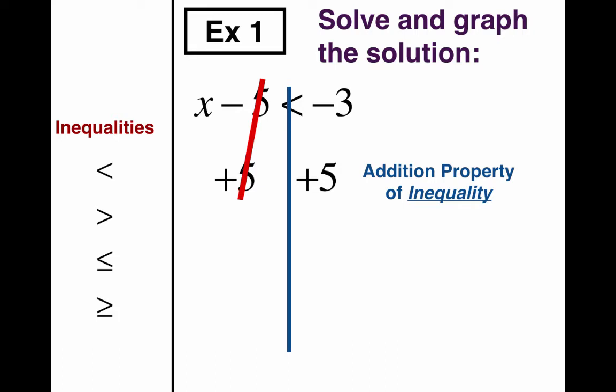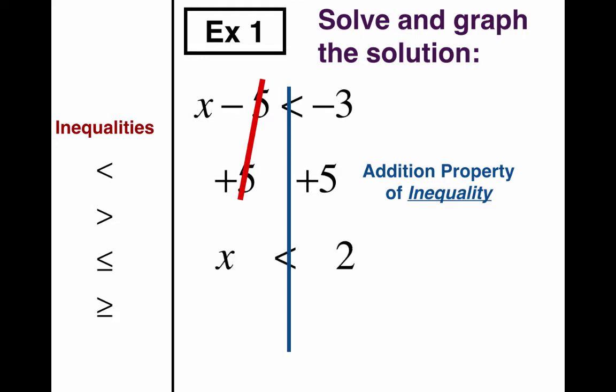And I was going to put a little note here. I wanted to re-verify that you understand that inequalities are when you have any less than or greater than symbols. If this had just been a regular equal sign problem, then I would have said the addition property of equality instead of inequality. So that's the main difference there.